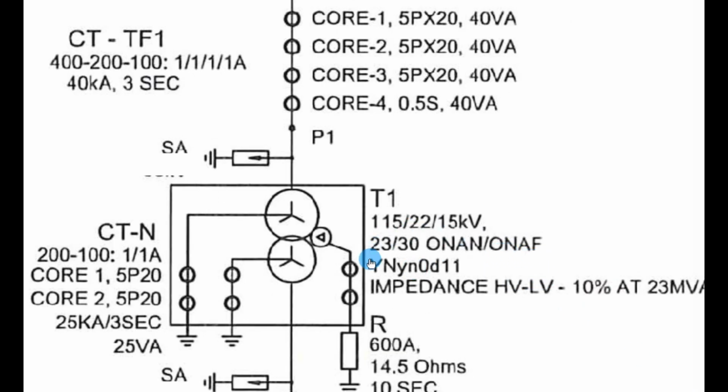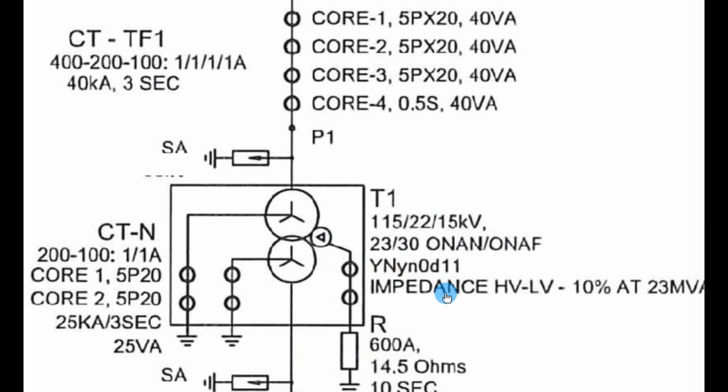Next is the transformer winding connection and vector group, that is capital YN, small yn, d11. This says that the primary is star, the secondary is star, and the tertiary is delta. So for primary and secondary, the vector group is 0, and for primary and tertiary, the vector group is 11. This denotes that.